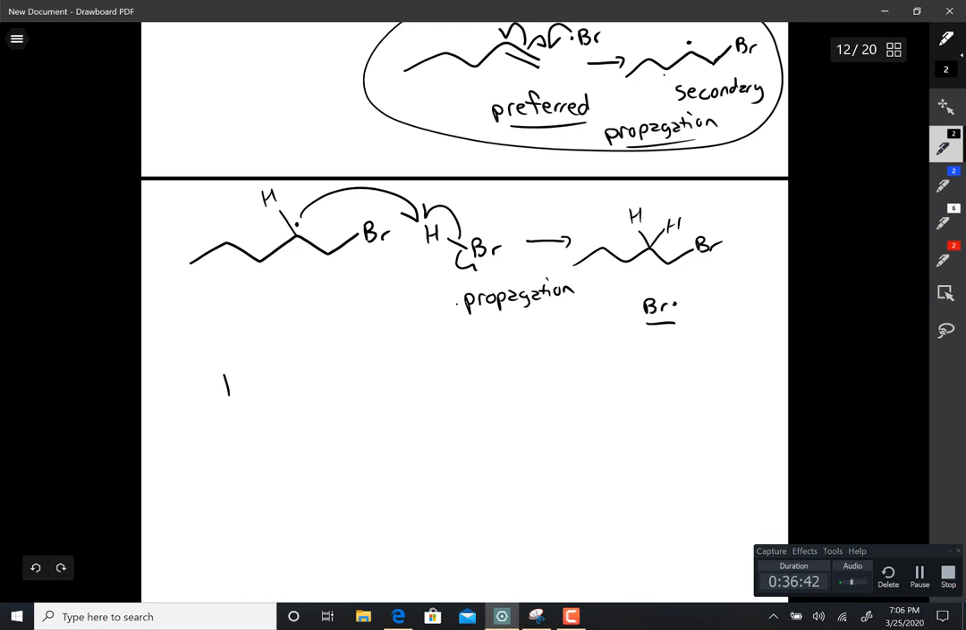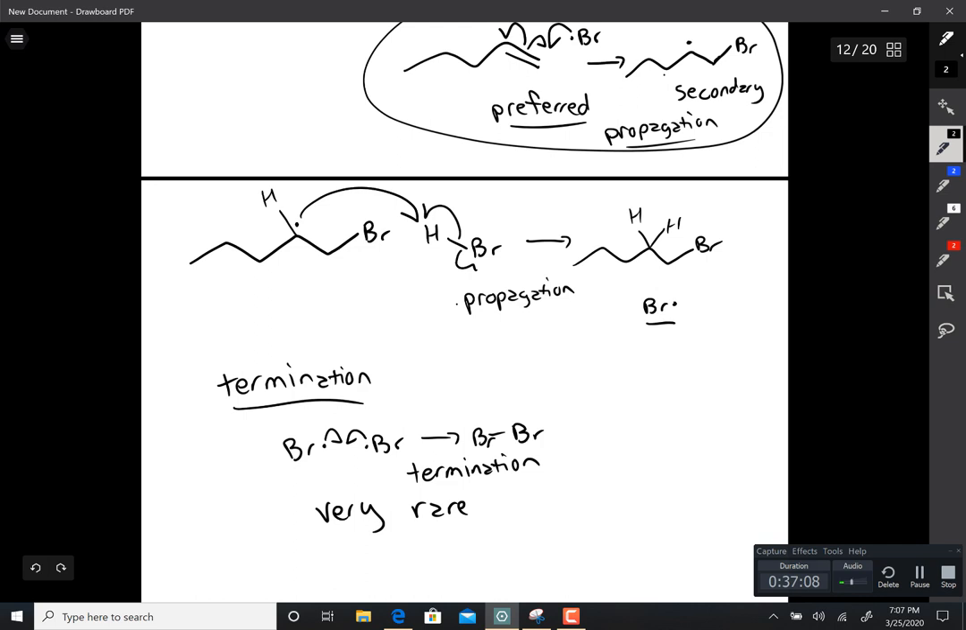And termination events is where you take any two radicals out there and combine them together. That's a termination. This is very rare, mainly because radicals are very high energy species. That means they're very unstable, very short lifetimes. Chances of two unstable species actually finding each other and reacting together is actually very rare and doesn't happen very often. And so you don't have to worry about termination steps in a majority of reactions.